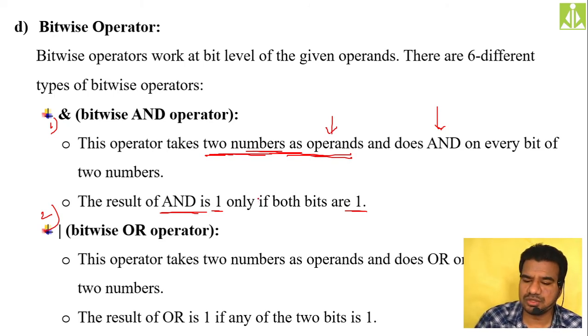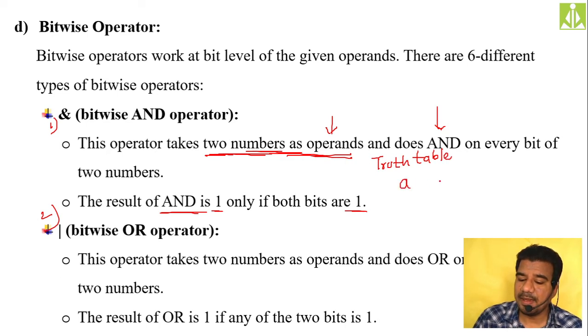So that truth table I will draw over here. In order to understand this bitwise AND, we need to depend on the truth table. So let us say we are applying A, B, two operands A and B, and we are performing A & B. This single ampersand symbol indicates the bitwise AND operation. In your programming also you have to use this single ampersand to perform the bitwise AND operation.